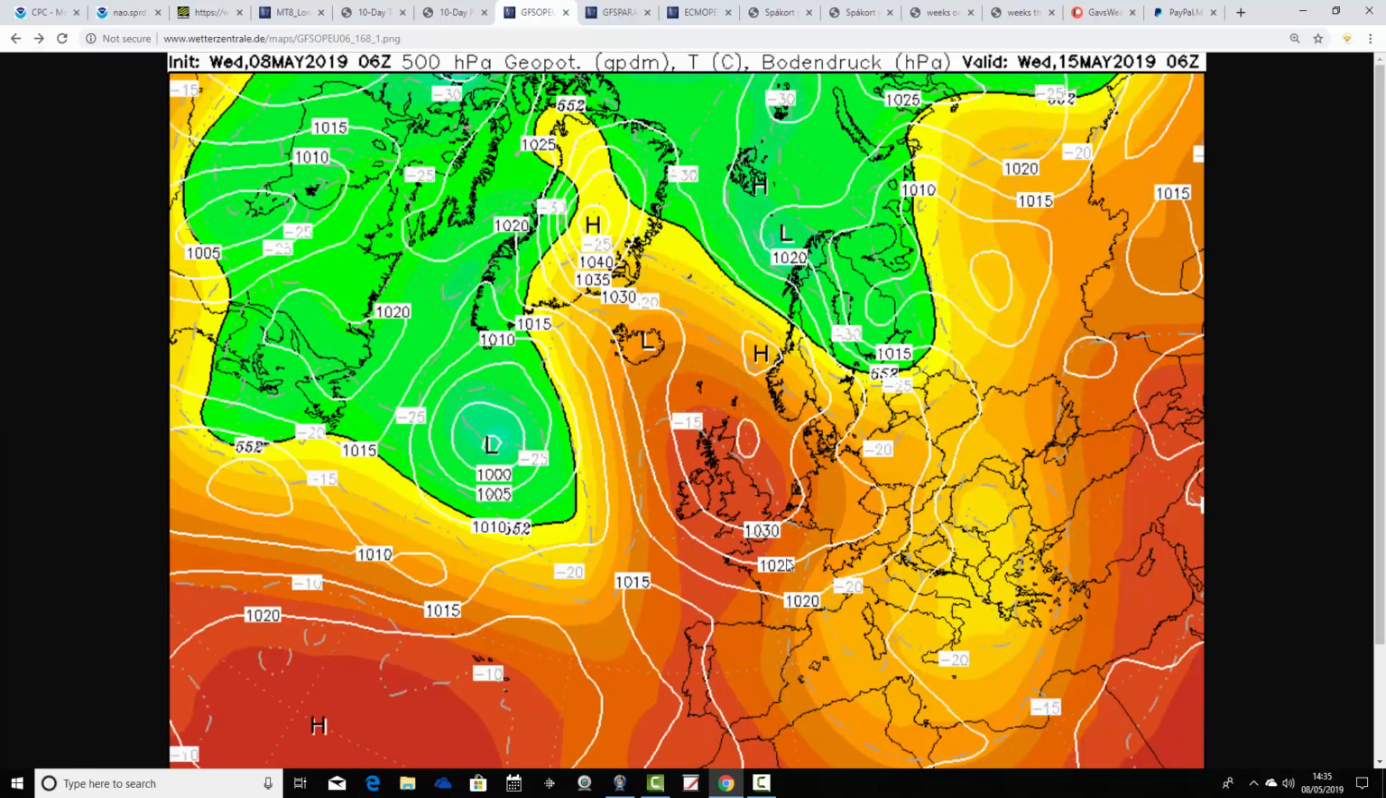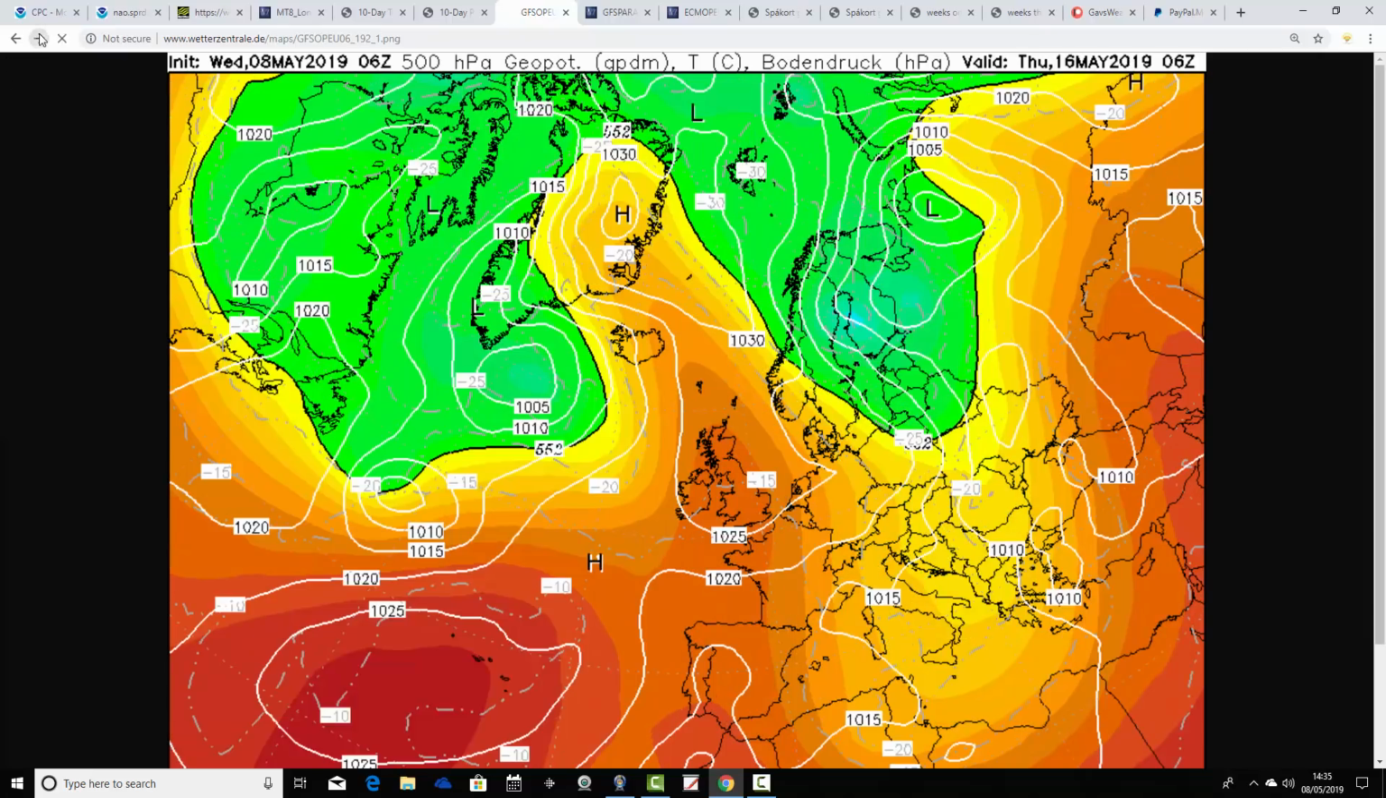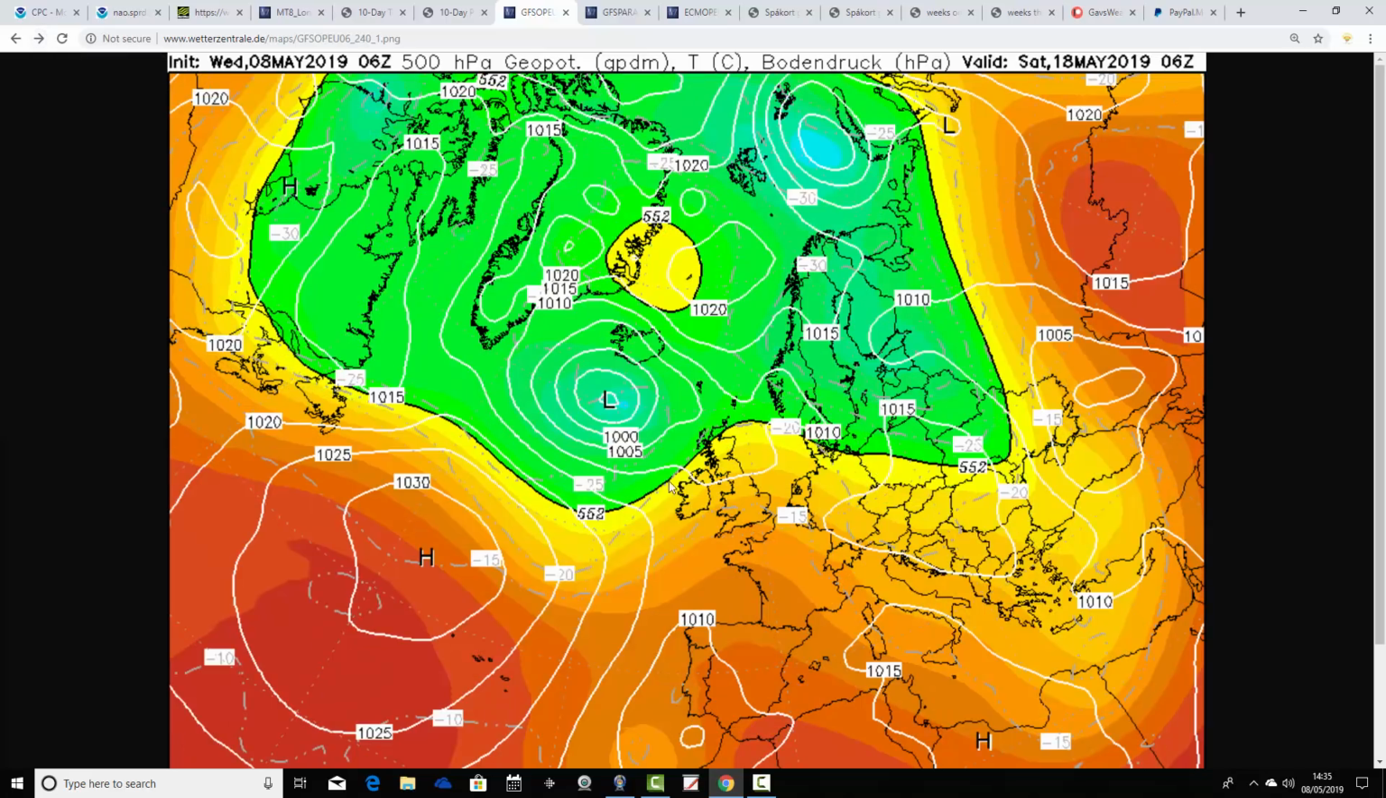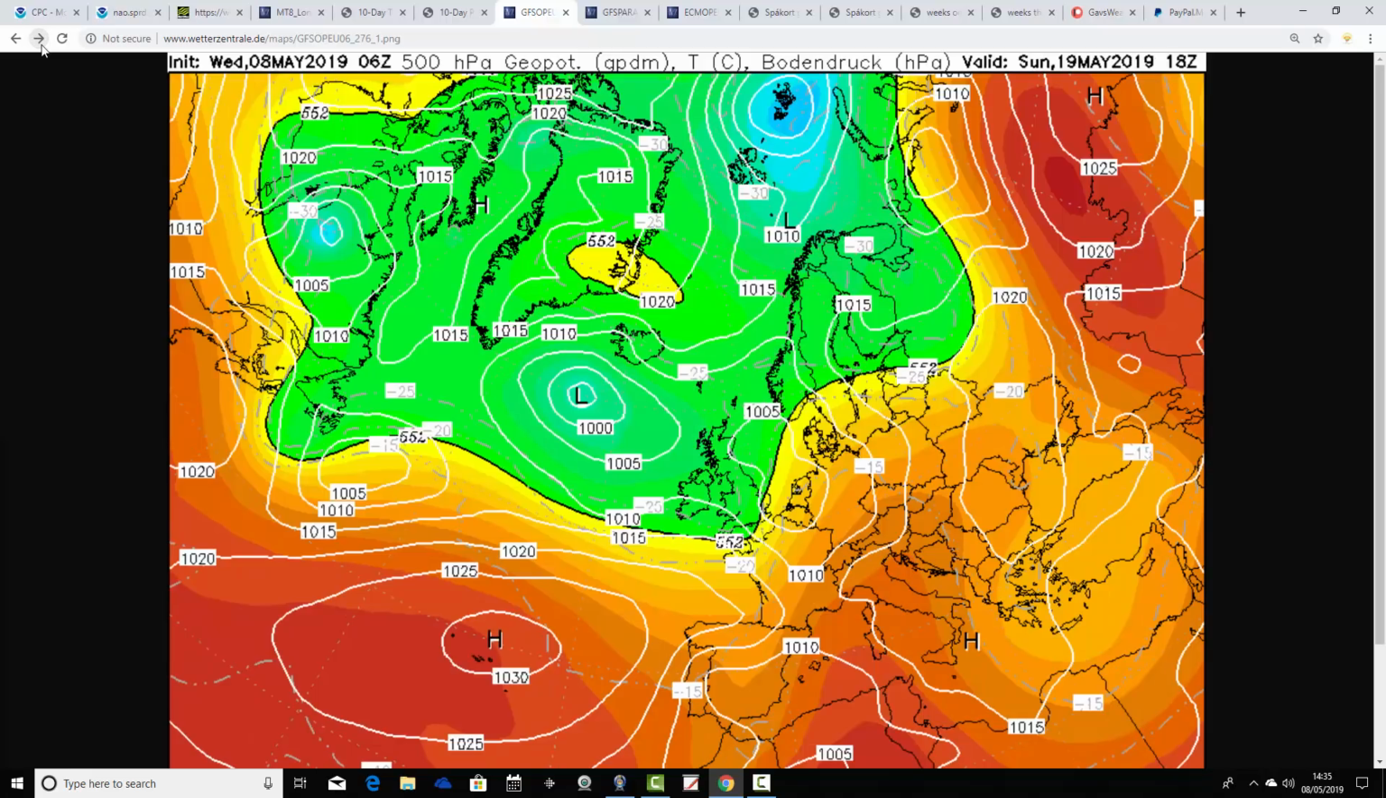Into Wednesday, the high pressure carries on moving a little bit further north, stays in control. In fact, most of next week looks like it's dominated by high pressure. Only as we get towards day 10 do we see a weakening of this high pressure. Low pressure then starts to head towards us from off the Atlantic. Even at day 10, Saturday 18th of May, it's probably still mostly dry at that point.